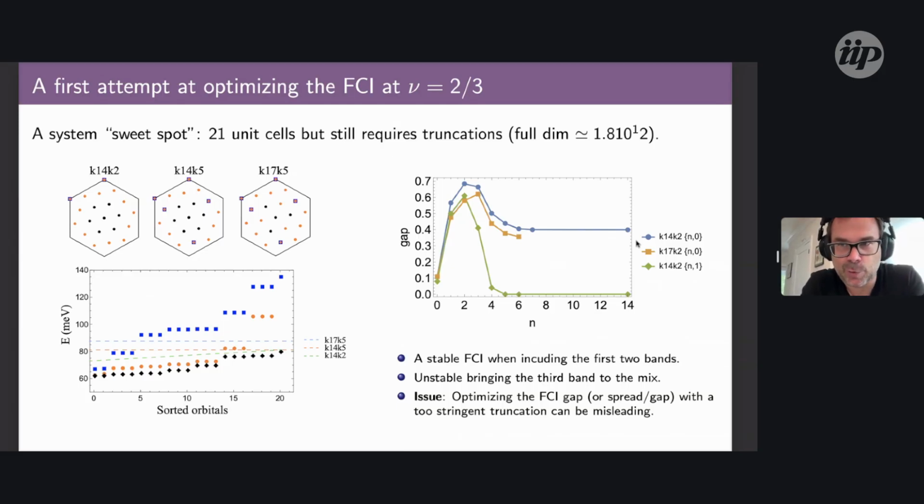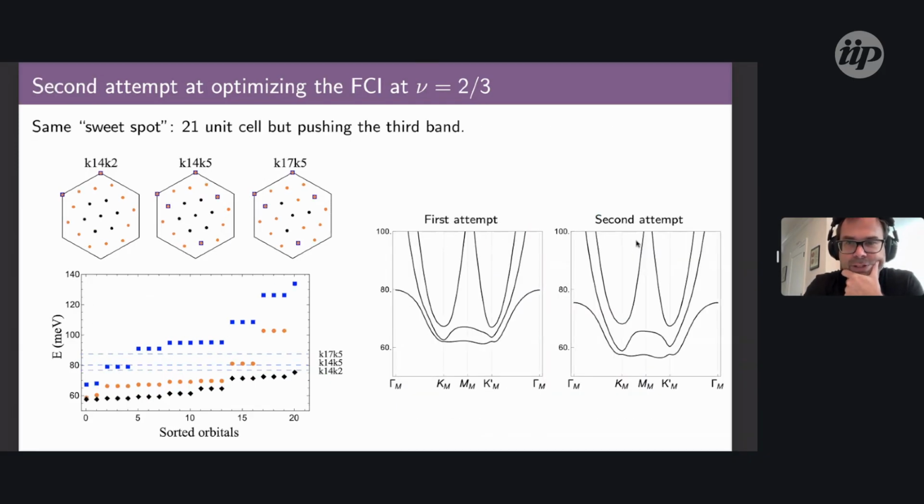And that's a message, especially for the young people that will want to do that kind of work. Sometimes don't try to optimize the target parameters. So what we did was try to optimize the FCI gap in a small region of the parameter space, and then push the calculation by including more and more states or to decrease the truncation parameters. It doesn't work out. So let's give a second try.